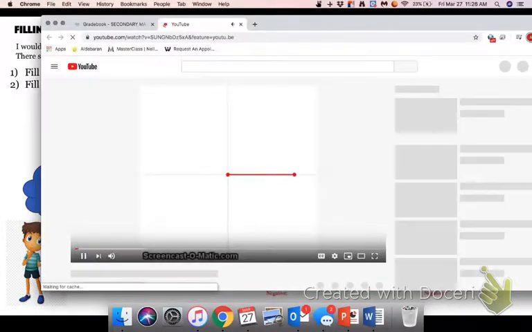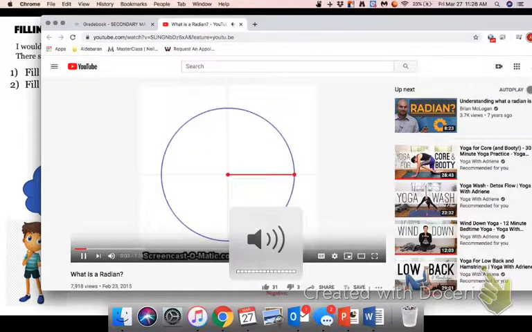Start with a circle of radius r. We take that radius distance and wrap it around the circle.